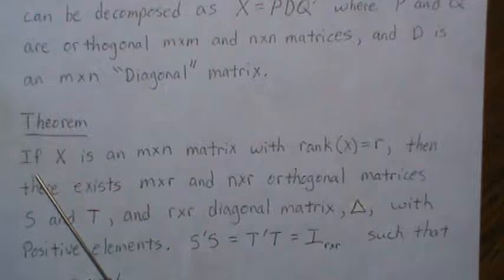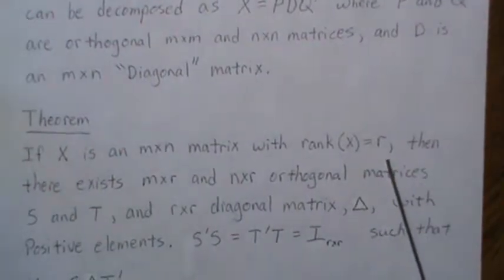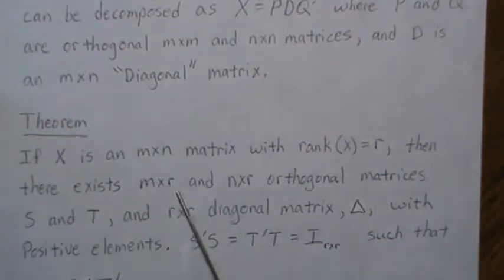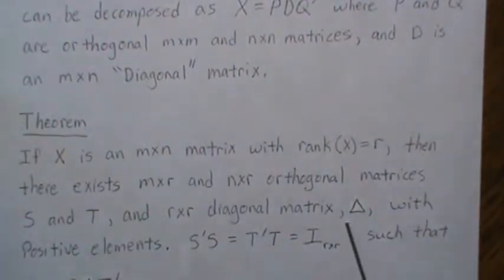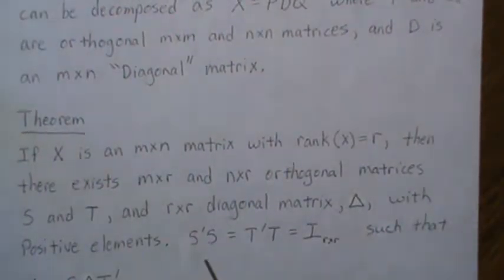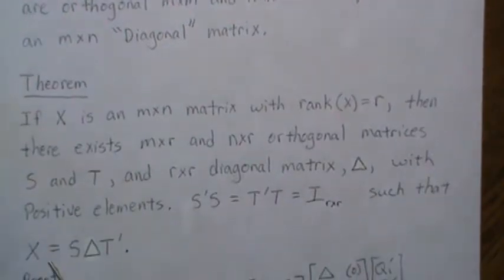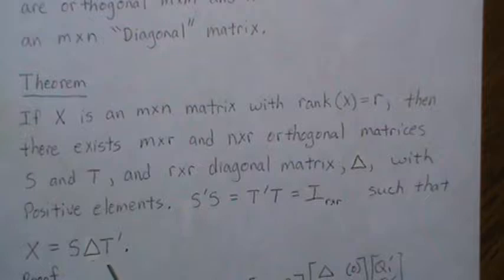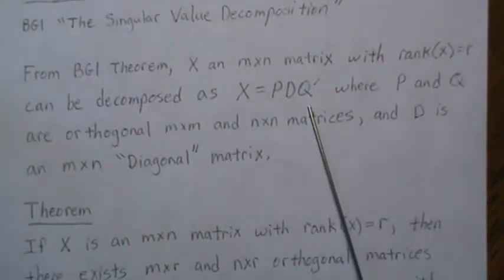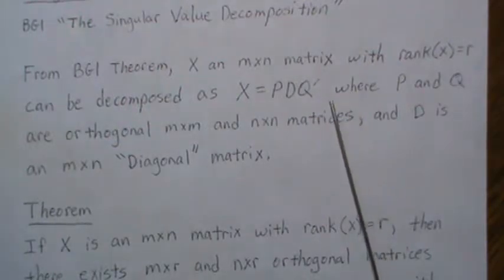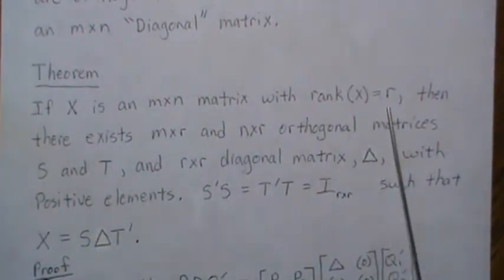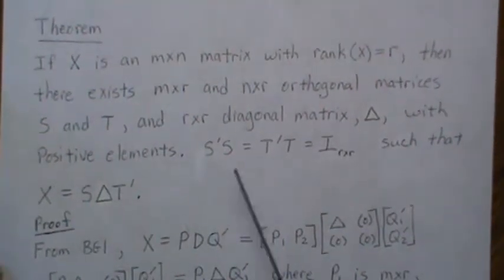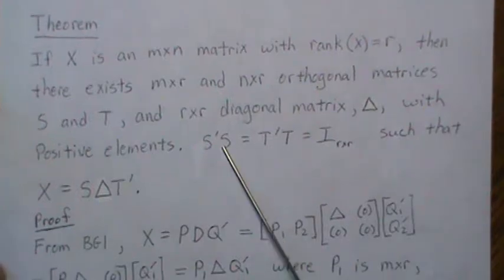So for a theorem in this video, part 2, if X is an m by n matrix with rank R, then there exists an m by R matrix and an n by R matrix, orthogonal matrices S and T, and an R by R diagonal matrix delta with positive elements, such that X can be decomposed into S delta T prime. This is similar to the previous one, but P and Q are square matrices, m by m and n by n, and these are not. They have to deal with the rank of X. This one is quoted in a lot of proofs, and I wanted to show it.